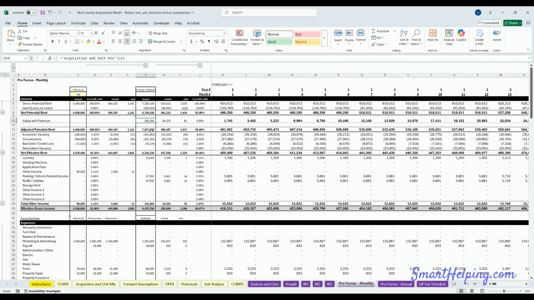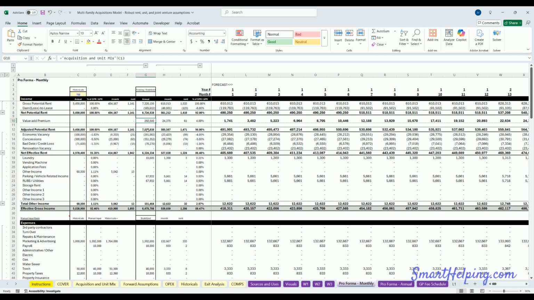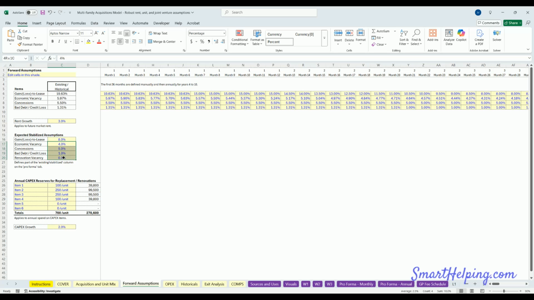Value add premium will be added. That's if you do renovations and you expect to increase the rent of different units based on these assumptions right here. Renovation value add unit per month. So we're going to include that. We're going to look at then economic vacancy, concessions, bad debt. All of these are just based on the forward assumptions stabilized. So these percentages here, which you can see, are the stabilized assumptions.